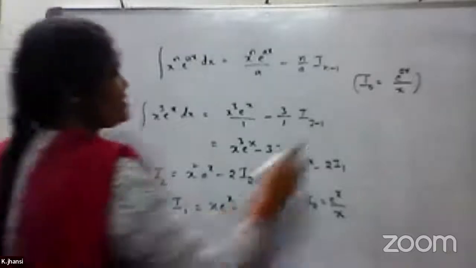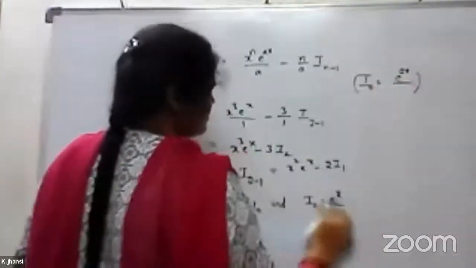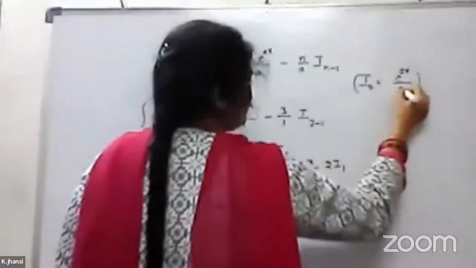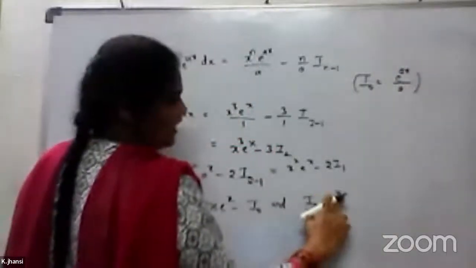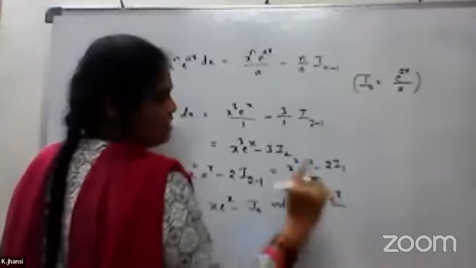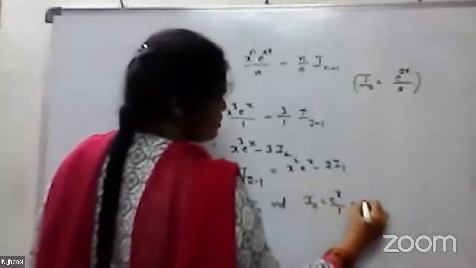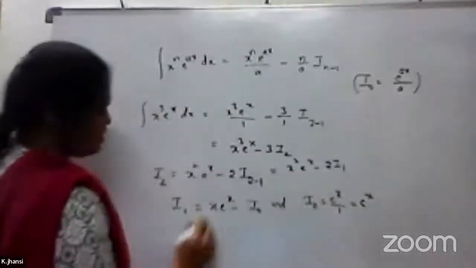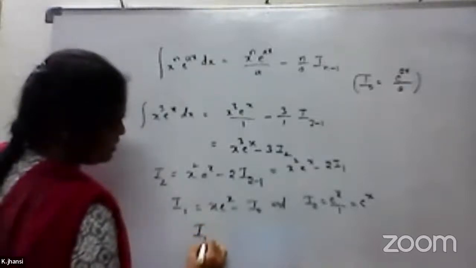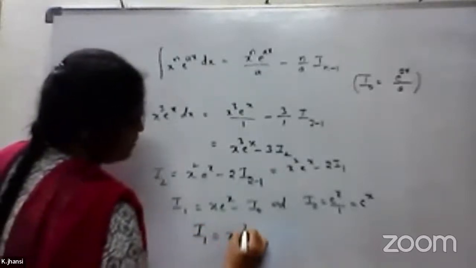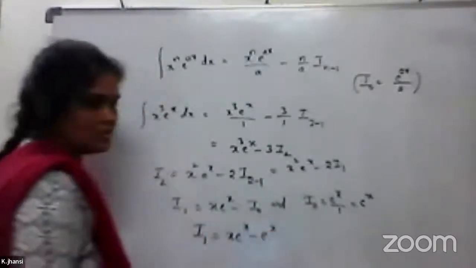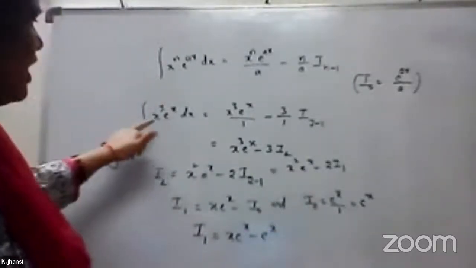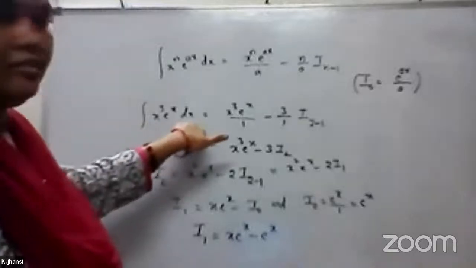Correct this one. It is e power ax by a. So e to the power of ax, so by a means it is 1. So it is equals to e power x. So I1 value will be x e power x minus what is I naught? I naught is e power x. Okay. So these all values you have to substitute in this one.